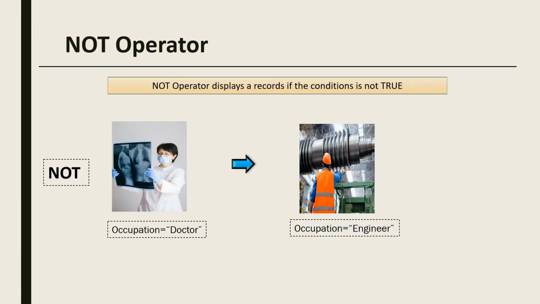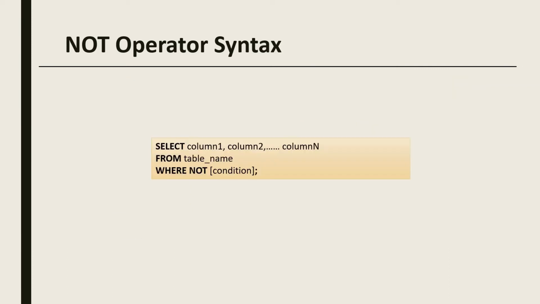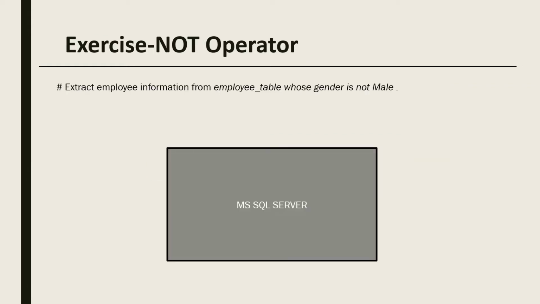The NOT operator displays records if the condition is not true. So for example, if we do not want to see the information of a person whose occupation is doctor, the output of that table will include all the records except that person whose occupation is doctor. The syntax for the NOT operator is SELECT followed by the column names, then the FROM keyword followed by the table name, WHERE, then the NOT keyword will come up and then the condition will be specified. So let's do an exercise to understand it. Extract employee information from the employee table whose gender is not male.